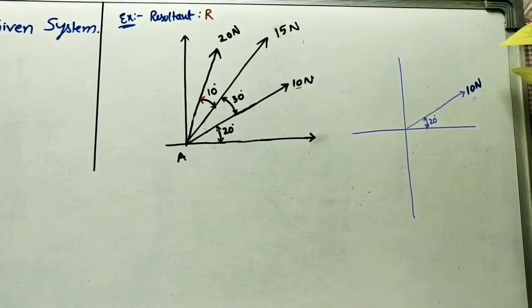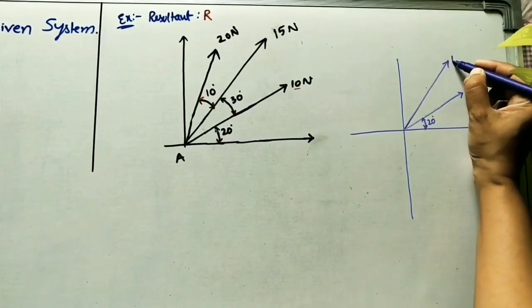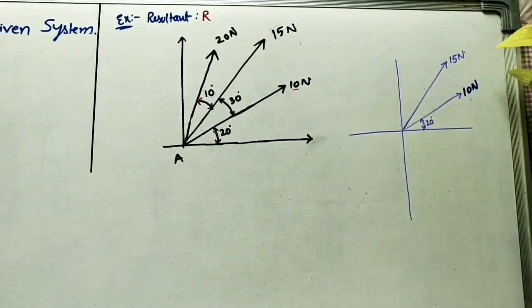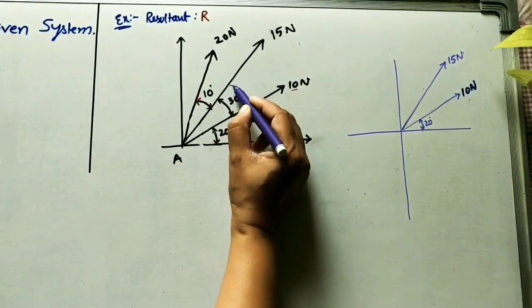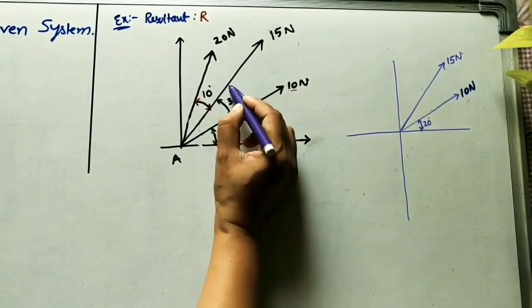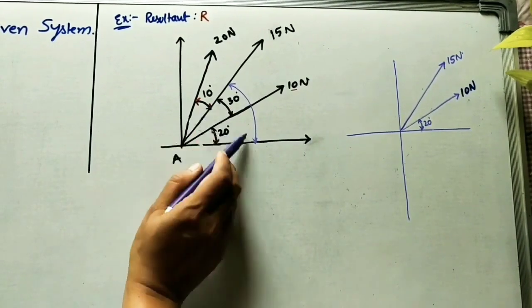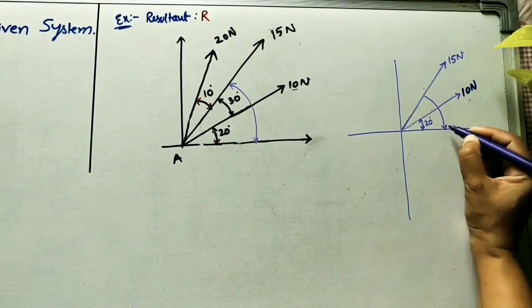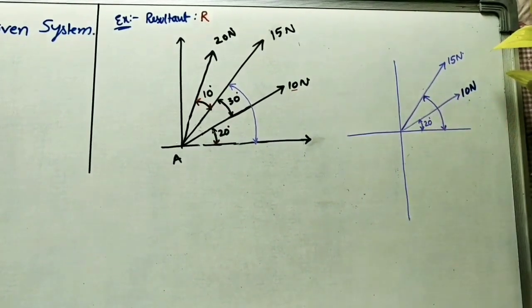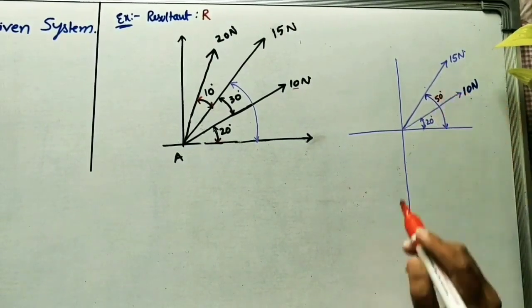Next force is the 15 newton force. How much angle is it making with the horizontal? So this angle I am telling, total angle with the horizontal. This is 20 already given, plus 30, 50 degrees. So mark here, total angle is 50 degrees. Here I am writing 50 degrees.